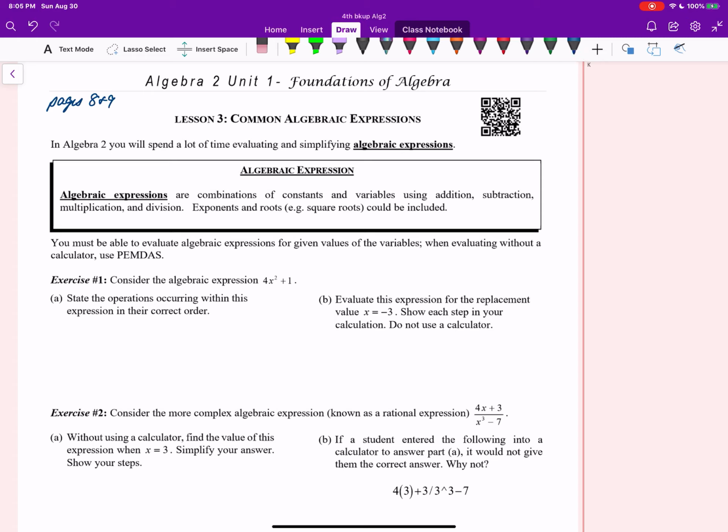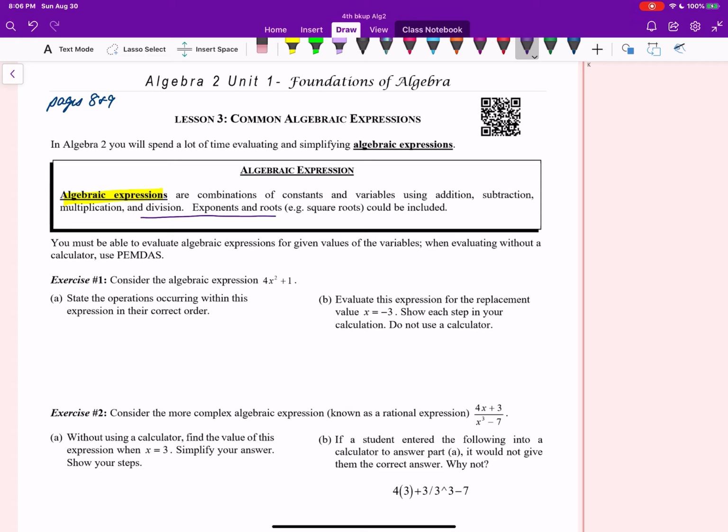And what is an algebraic expression? It's a combination of constants and variables using addition, subtraction, multiplication, and division. But we can also have exponents, roots, square roots, cube roots, or even absolute value in an algebraic expression.